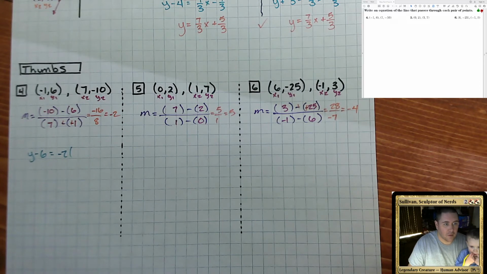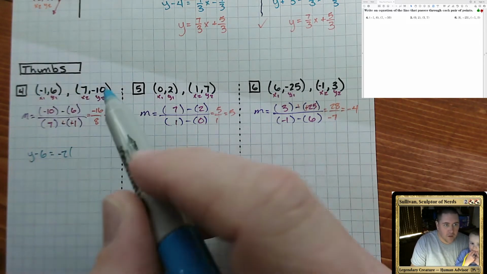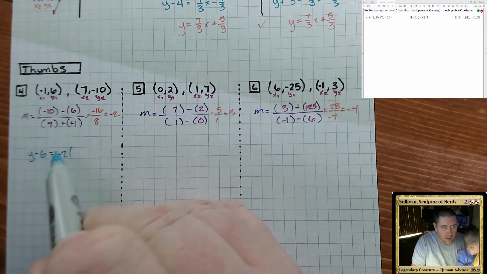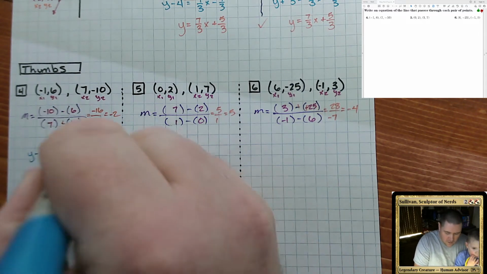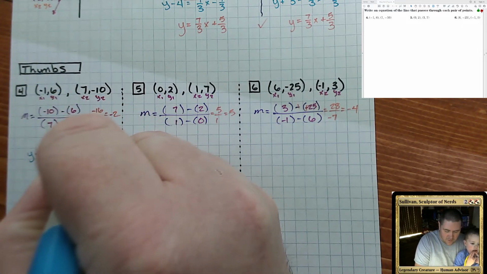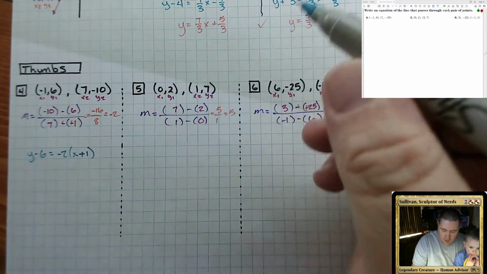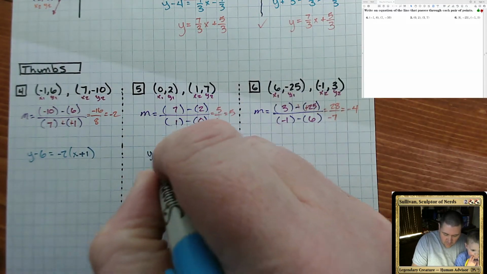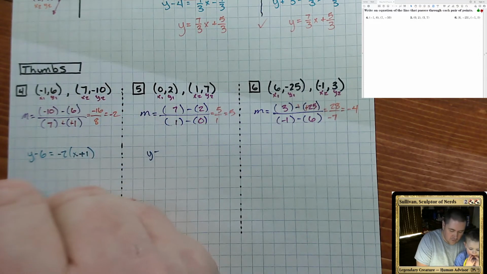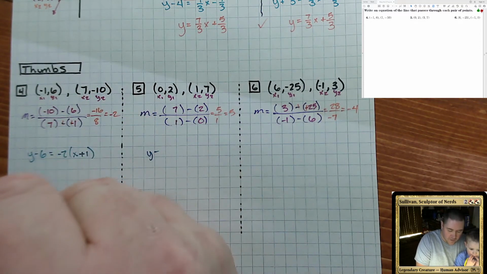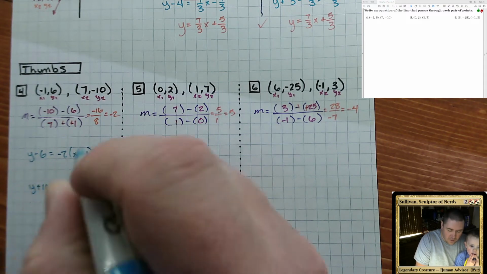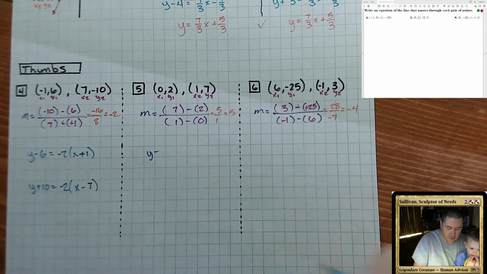Where were we at? Oh, okay. So we have slope here, y here. If I say x minus a negative 1, we're going to turn that into plus 1. While I'm here, I'm just going to write the other one. You could have also had y minus a negative 10 is plus 10. Negative 2x minus 7. Either one of those works.